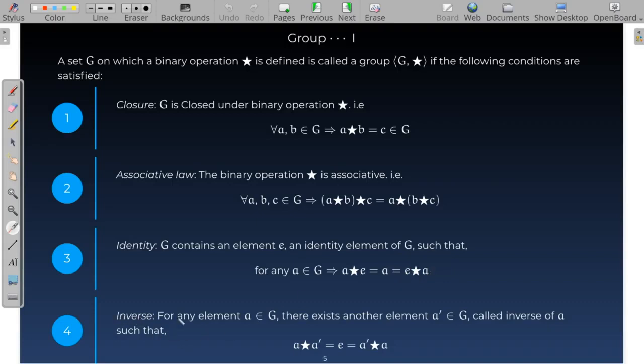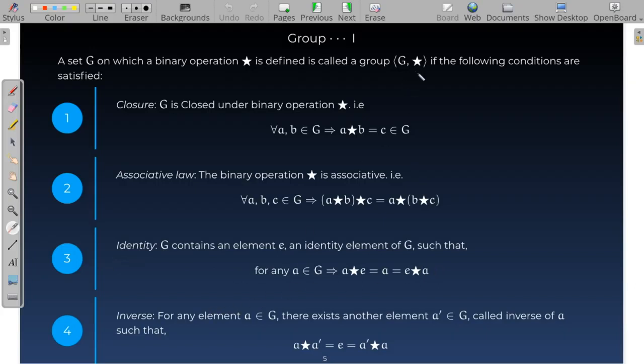Then there must exist an inverse. What we mean by inverse is that for any element a in G, there exists another element a dash in G, called inverse of a, such that a star a dash is equal to identity element. Now inverse must exist for each and every element, and inverse is going to be unique. In the similar manner, this identity is also going to be unique.